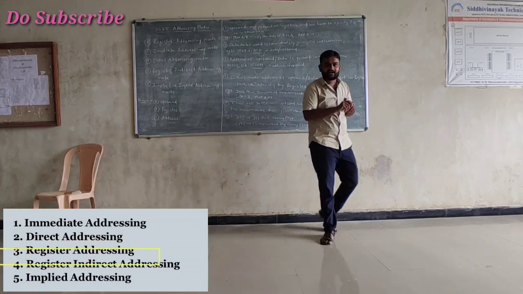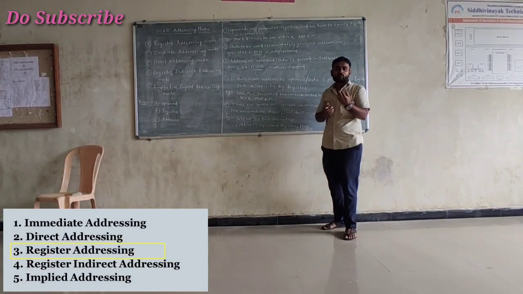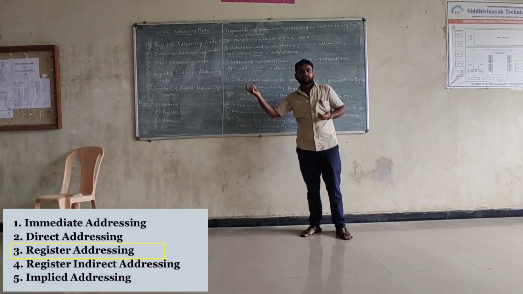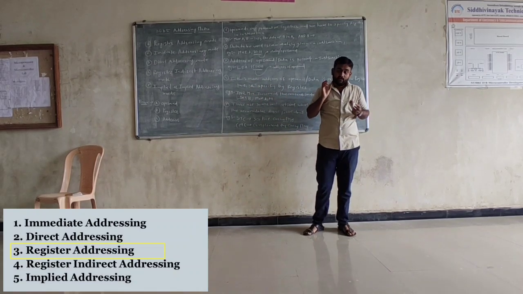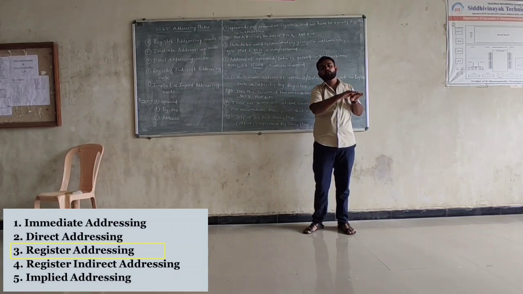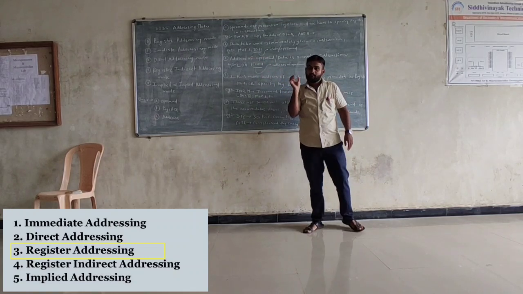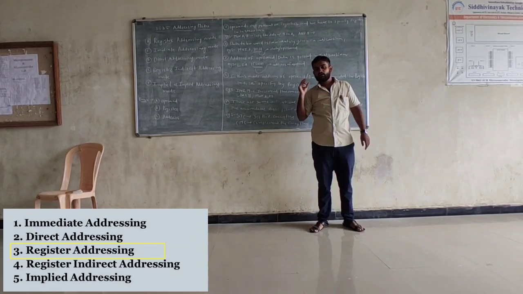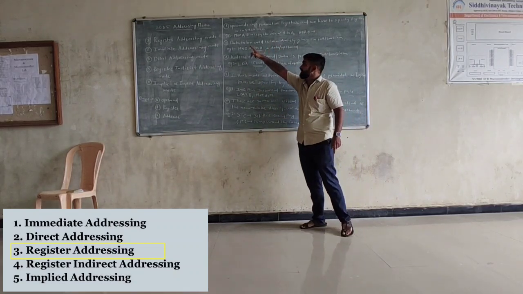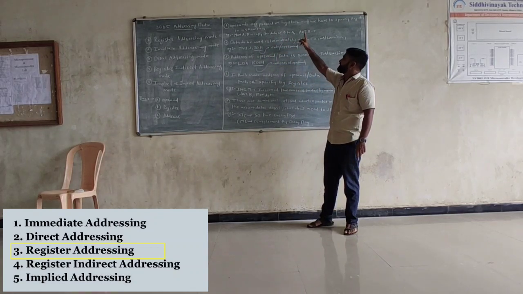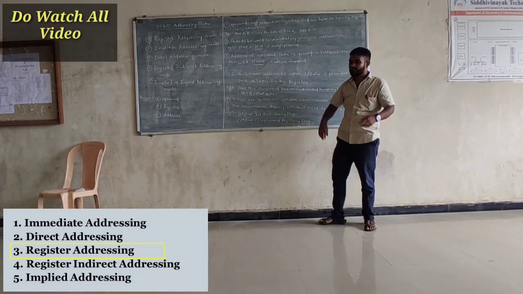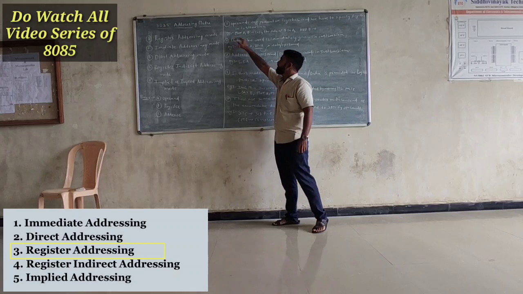What is the meaning of register addressing mode? In register addressing mode, we save the operand inside a register, and we have to specify the register inside the instruction. Whenever we specify the register in the instruction, that mode is called register addressing mode. So the statement is saying: operands are present in a register, and we specify the register inside the instruction. For example, we have 2 examples here: MOV A, B.